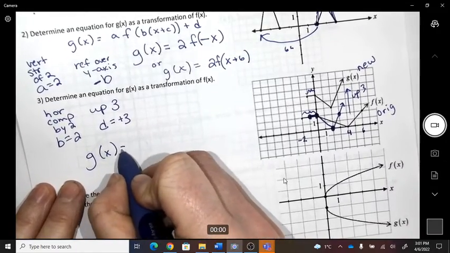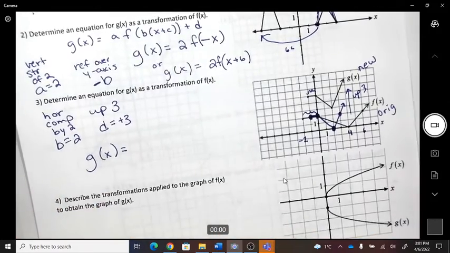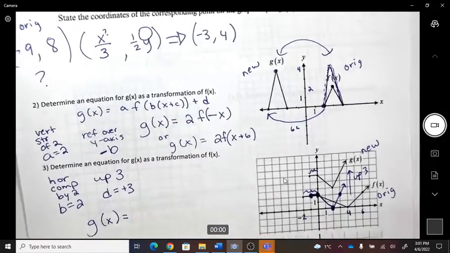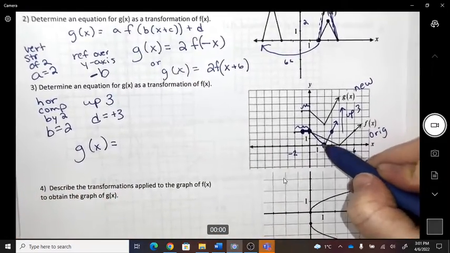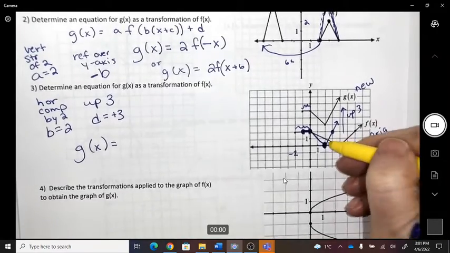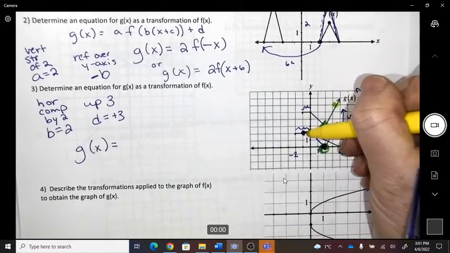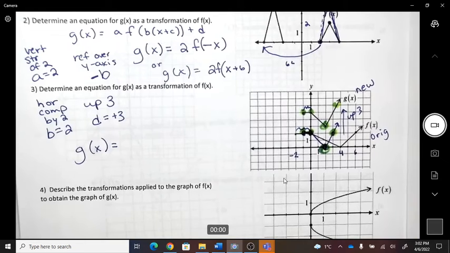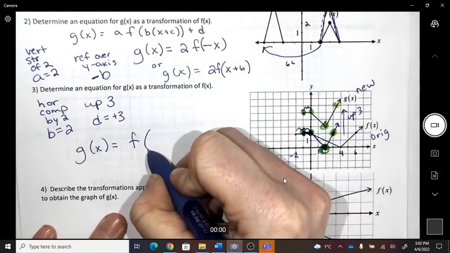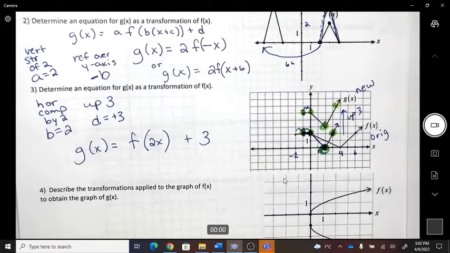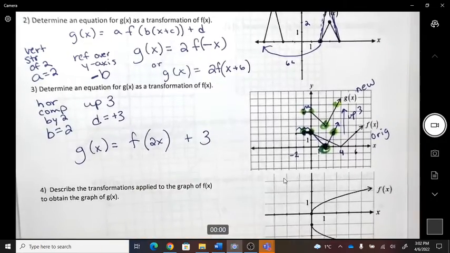The g of x was the f of x with all the stuff that I need. Isn't it 2? How is it 3? You're going from 6. This is what I want. I need this point to move there. So how am I moving those points? Do you see it going up 3? Yeah. So I go f of 2x. That's a compression of 2 and up 3.